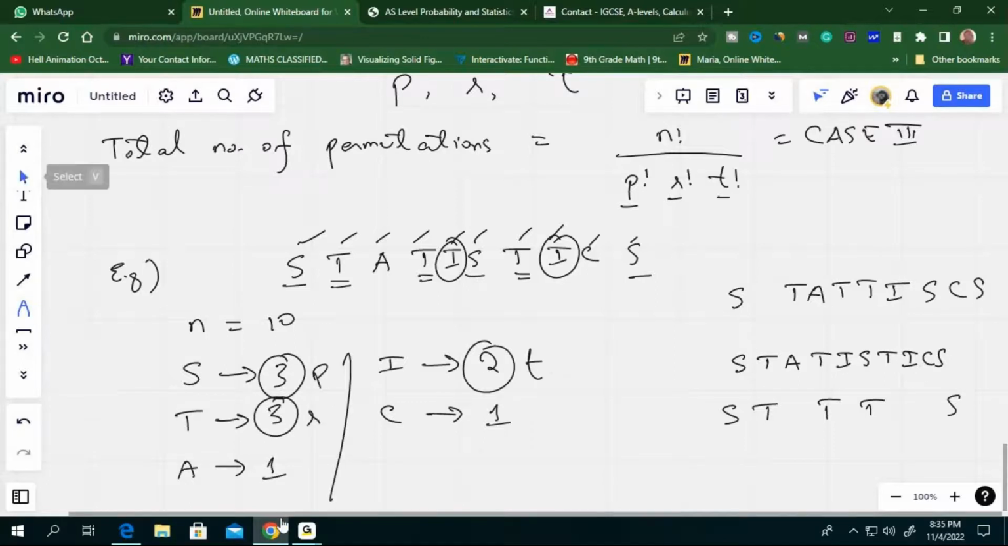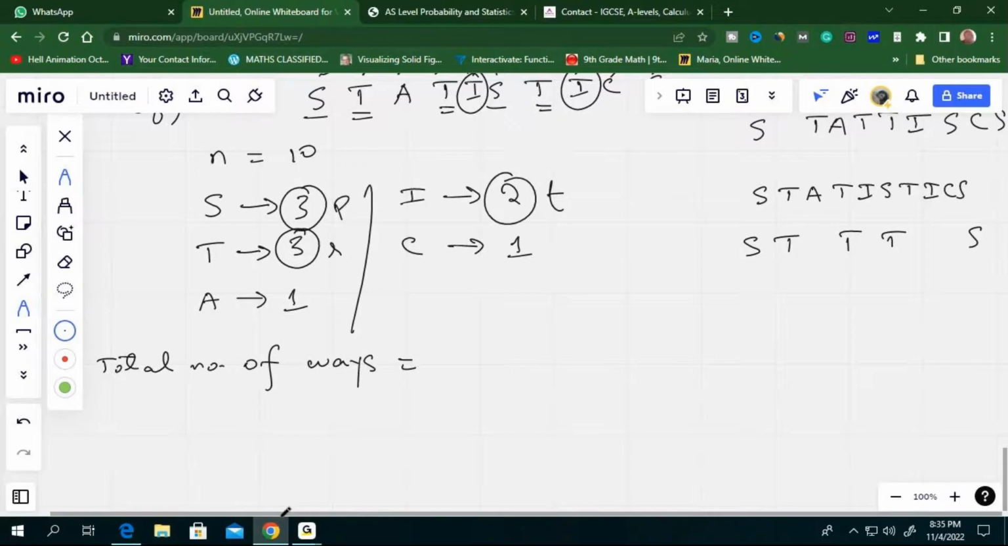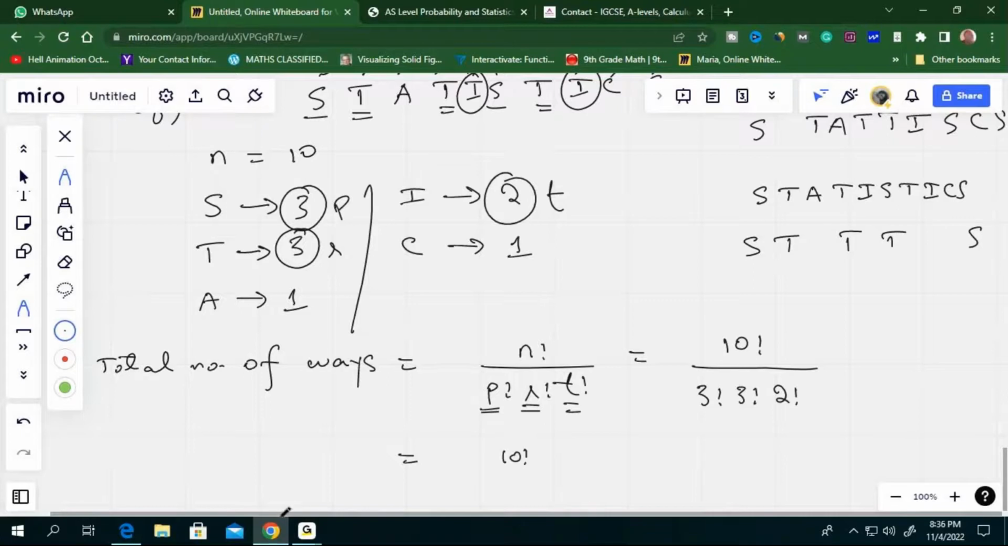That's it. So you see, the number of possible permutations is going to be, total number of ways or total number of possible permutations, whatever you want to write. So this is n factorial upon p factorial into r factorial into t factorial. That's what you're going to do. This is 10 factorial upon 3 factorial, 3 factorial, 2 factorial. There's no need to write 1 factorial. It's understood. Okay. We only write those values which are greater than 1. So you can write 10 factorial upon 3 factorial whole squared, times 2 factorial.